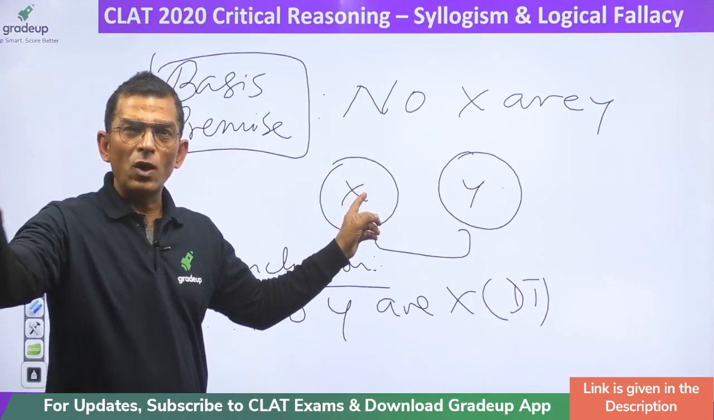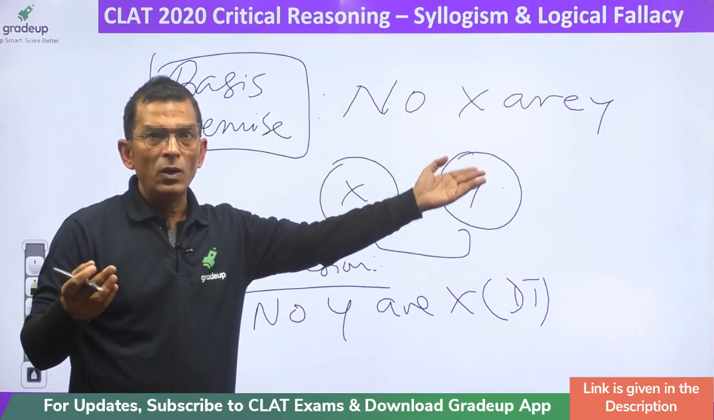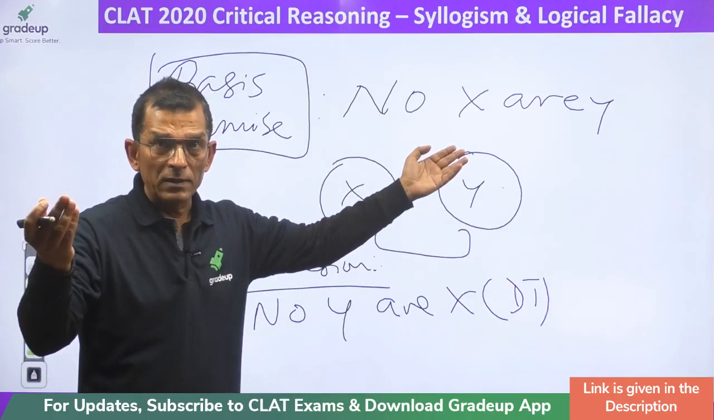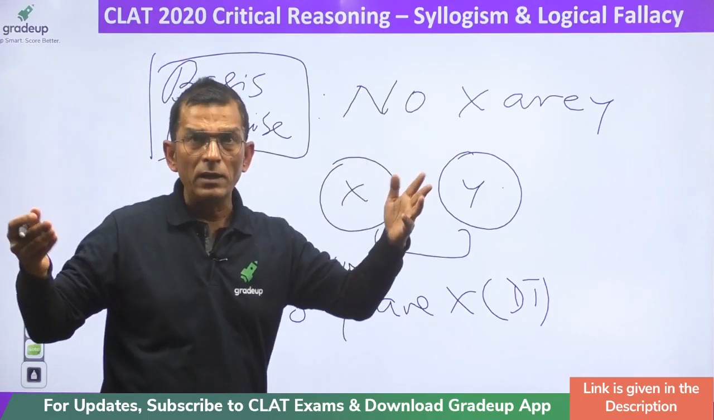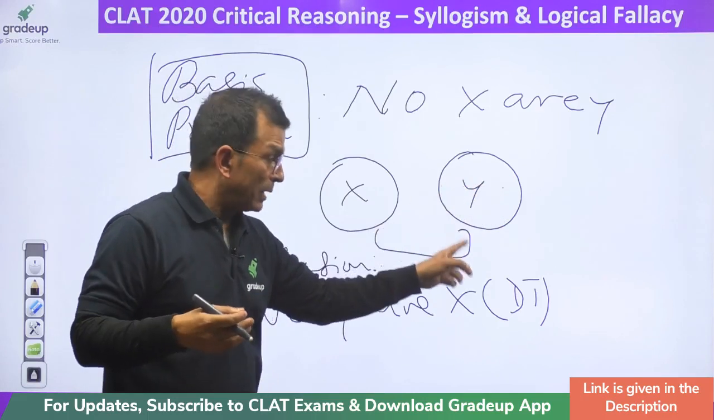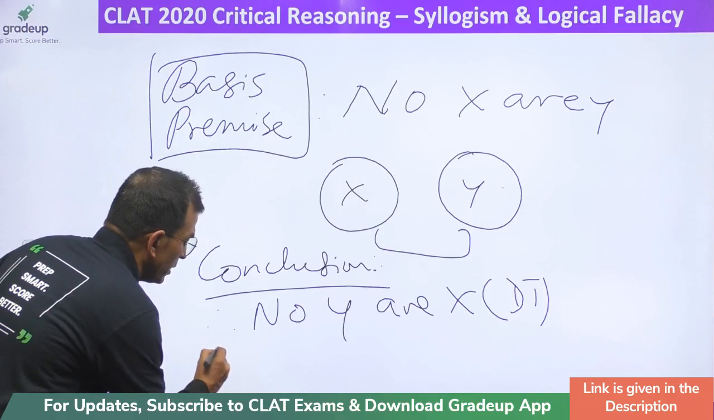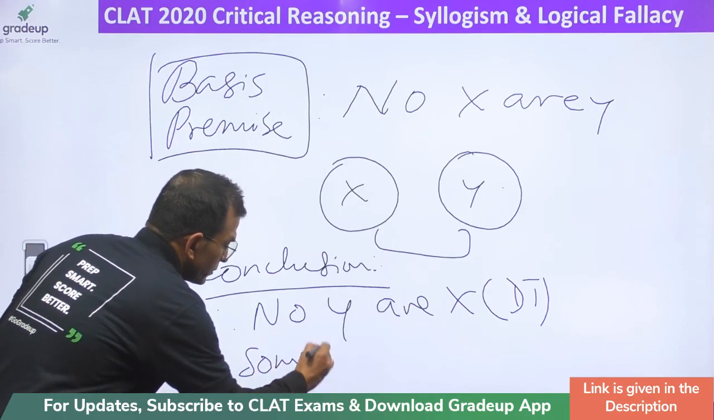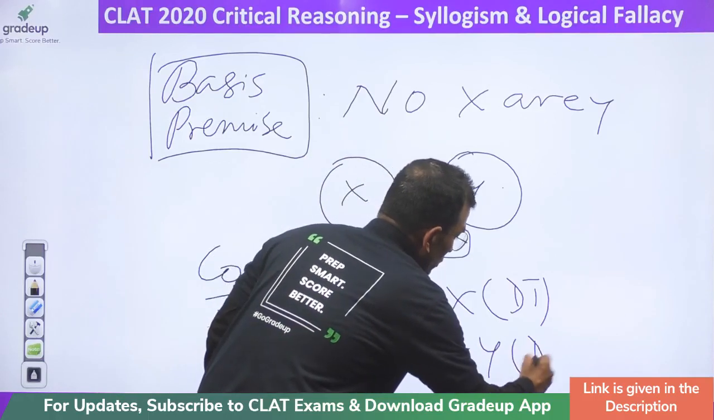All x are not y is equal to no x are y. Okay, so you are restating the fact. Vijay Rathod, you are restating the fact. All x are not y is a restatement of no x are y. But this is true. No y are x is true. And then you can also say some x are not y. Some x are not y. This is also true. Yes or no?